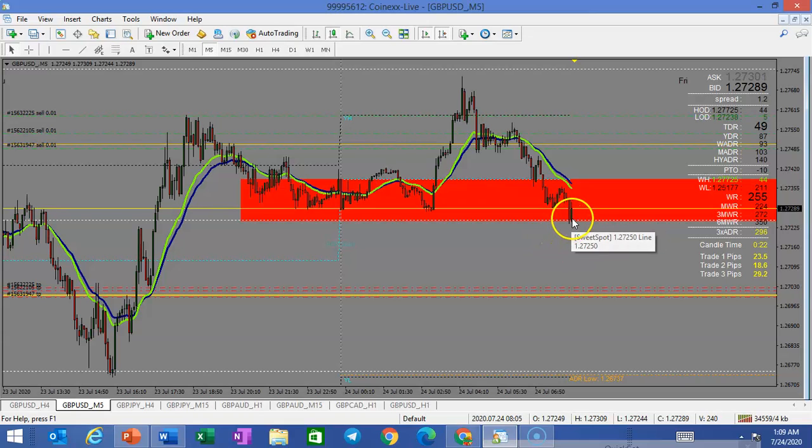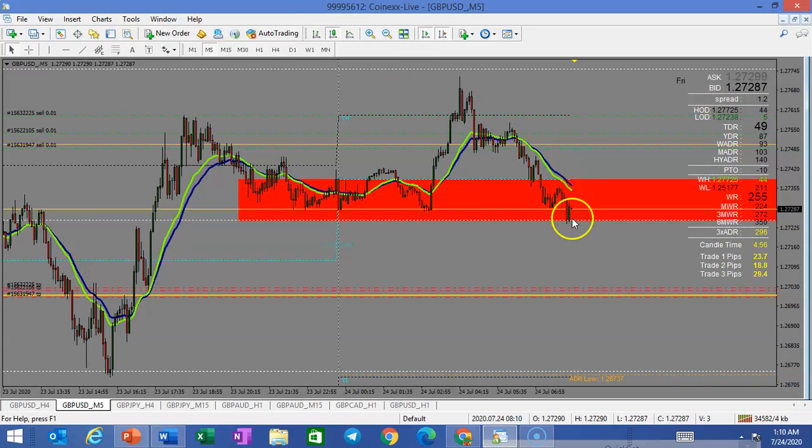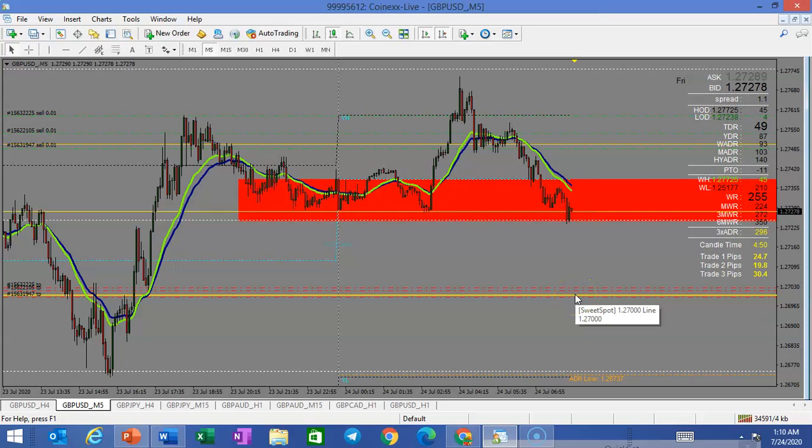We want to break this 1.27520 level and have price close above it on the 5-minute time frame. And once that happens and it draws back up and retraces, that is our trigger point. We're going to get in and we are going to sell down to our sweet spot of 1.27 thousand.